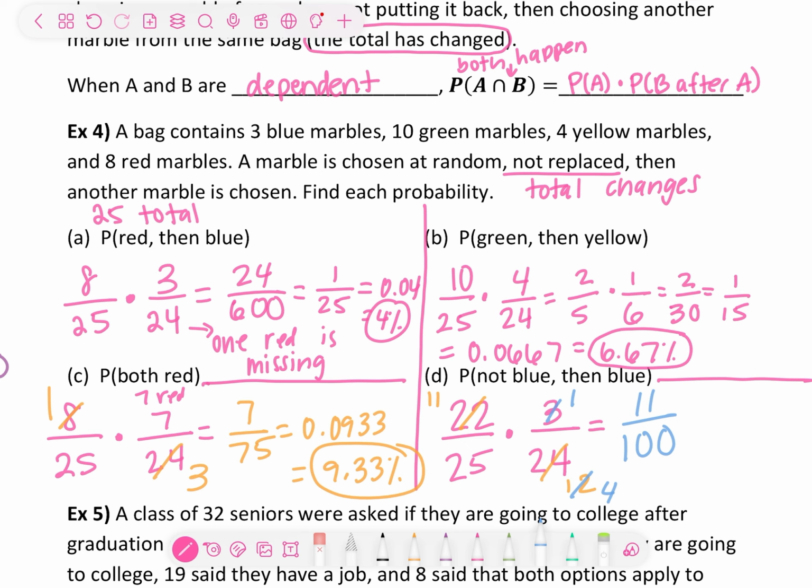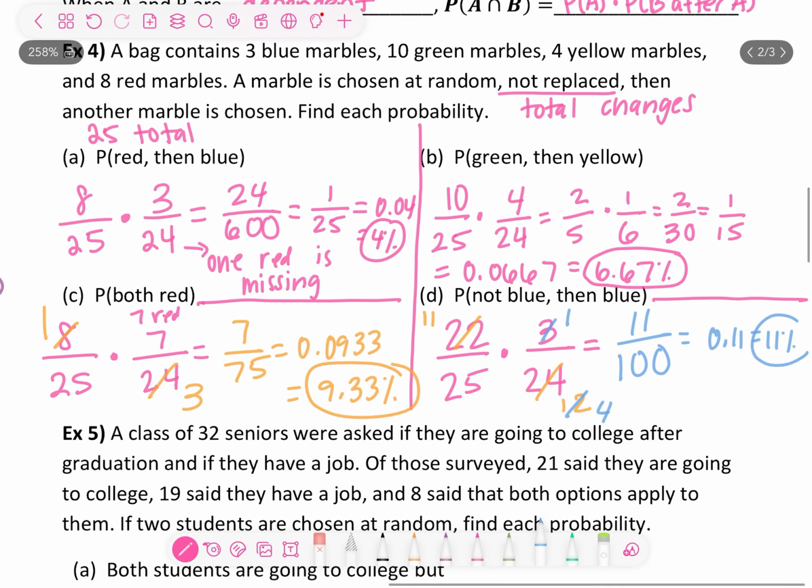It's 11%. Okay, I just did the calculator. It's 11%. I'm just making sure I didn't mess something up. Yeah, okay. So that's about 11% chance.